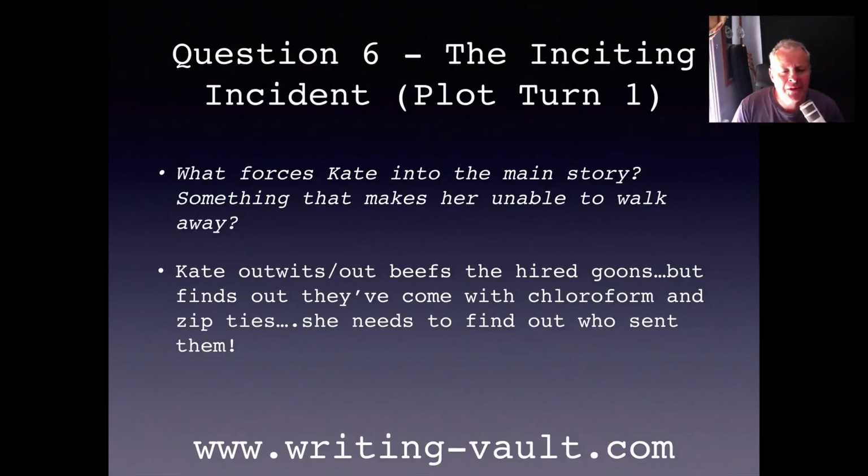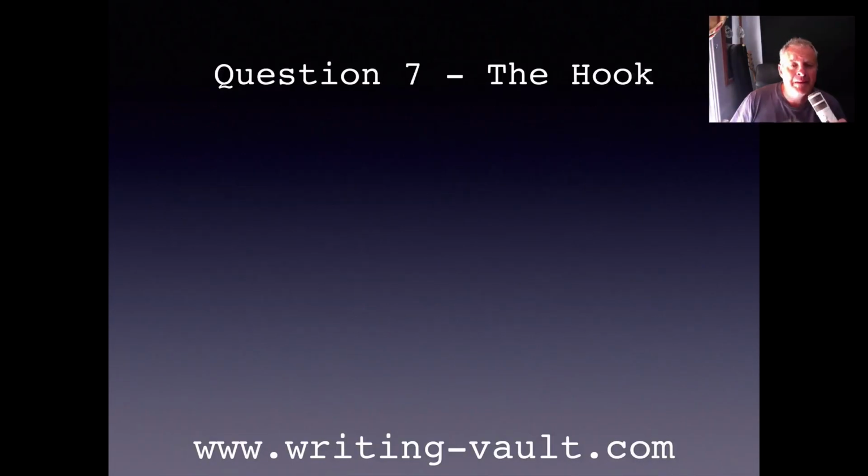And that is that after Kate has outfought the hired goons, she finds out that they've not come to beat the shit out of her, but they've come with chloroform and zip ties, which suggests something far, far worse. And she needs to find out who sent them so she can stop them, so she's not living in fear of this happening again. That takes us back to the very start of the story, which is the hook.